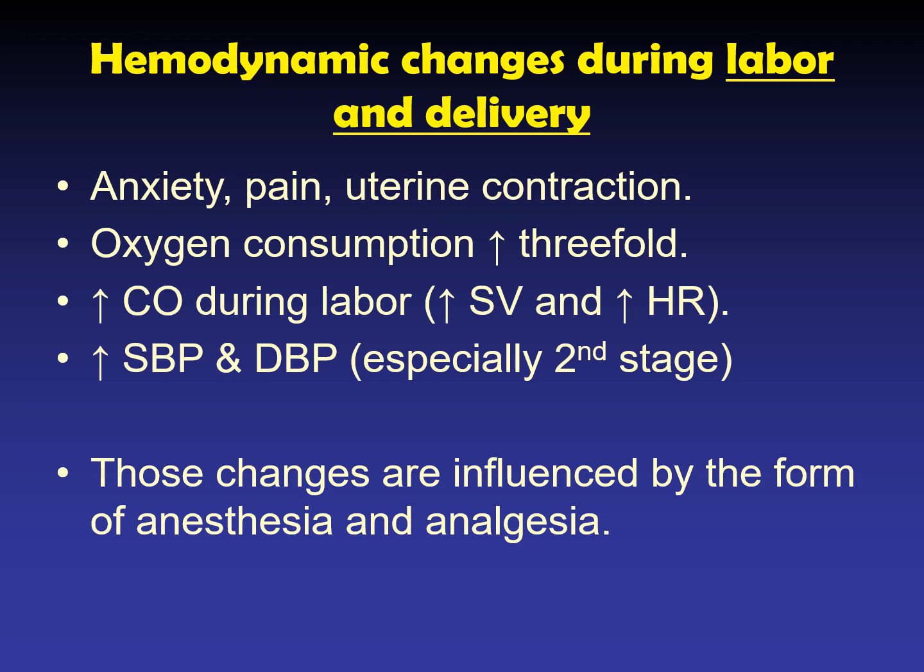So the hemodynamic changes during labor and delivery are due to the following. Of course, the mother would feel anxiety and pain during uterine contraction. There would be increased oxygen consumption as much as threefold, increase of cardiac output during labor due to increased stroke volume and increased heart rate, and increase of your systolic and diastolic blood pressure, especially during the second stage. These changes are influenced by the form of anesthesia and analgesia, which is also important when we deliver the fetus.